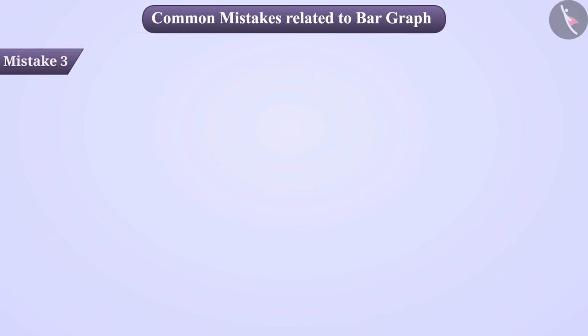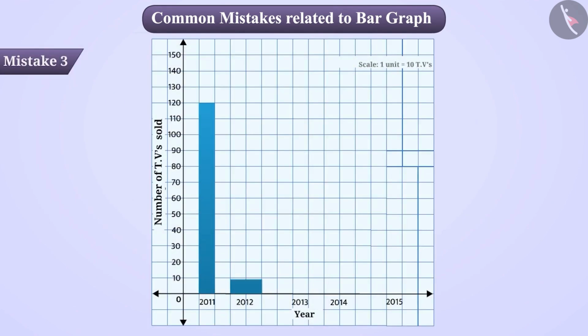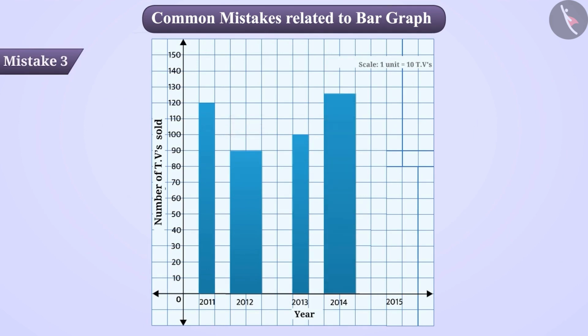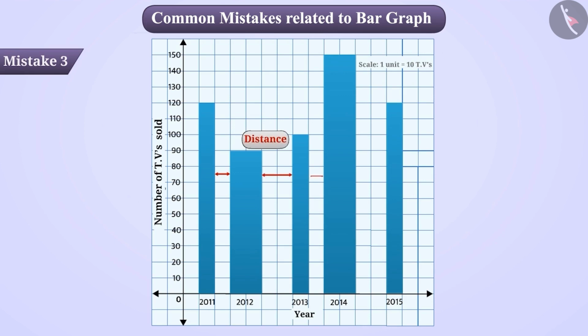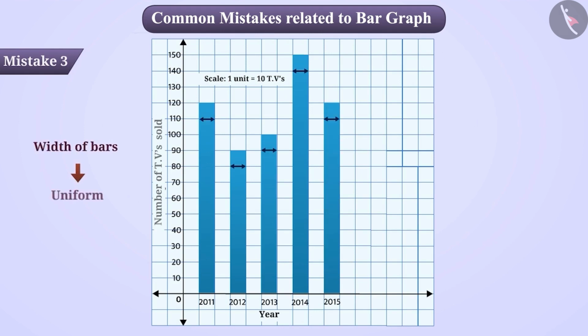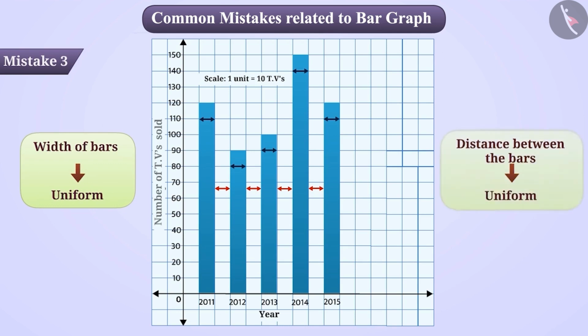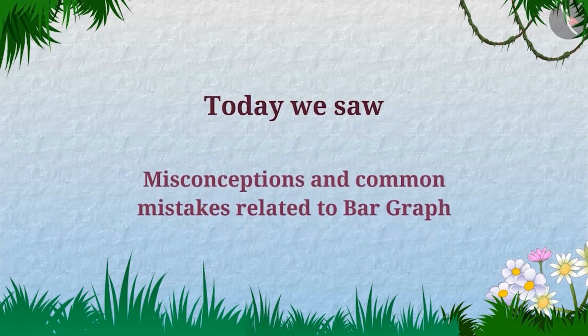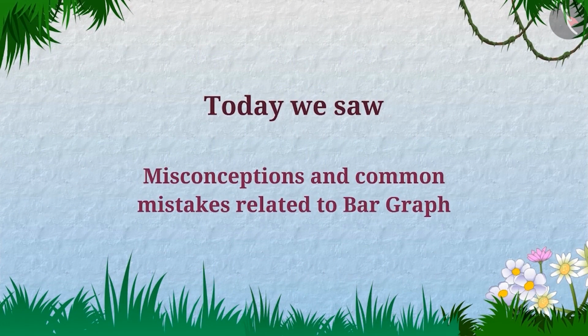Mistake 3. Some students fail to maintain a uniform width while drawing a bar. Similarly, some students fail to keep a uniform distance between the bars. We should keep in mind that the bars are of uniform width and that there is a uniform distance between the bars. Today we saw some misconceptions and common mistakes related to a bar graph.